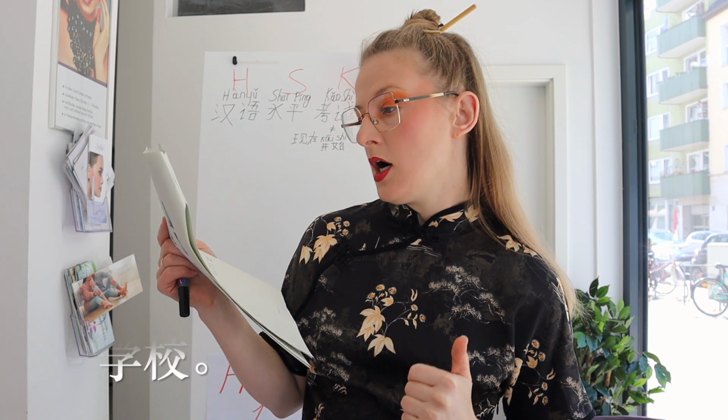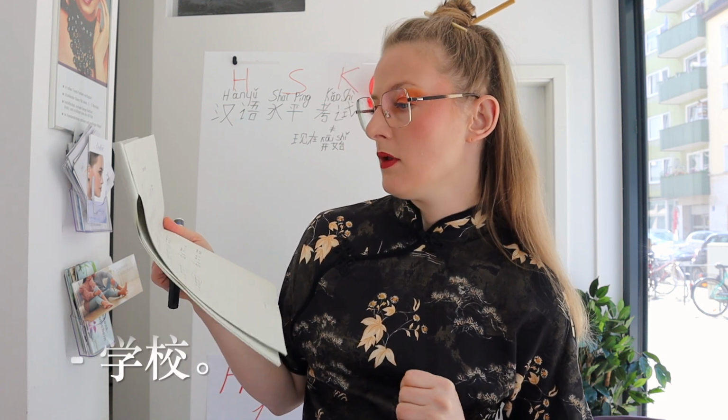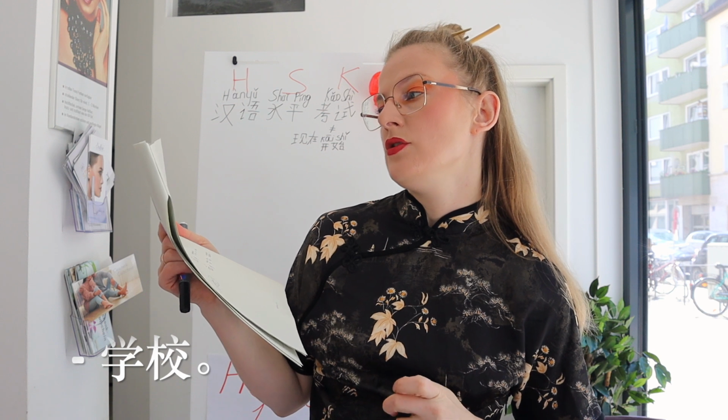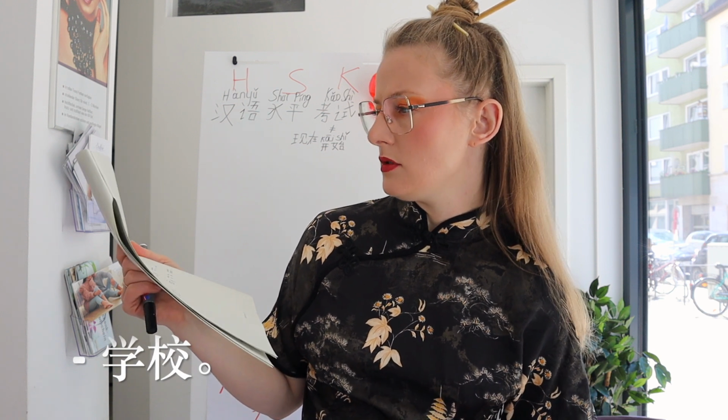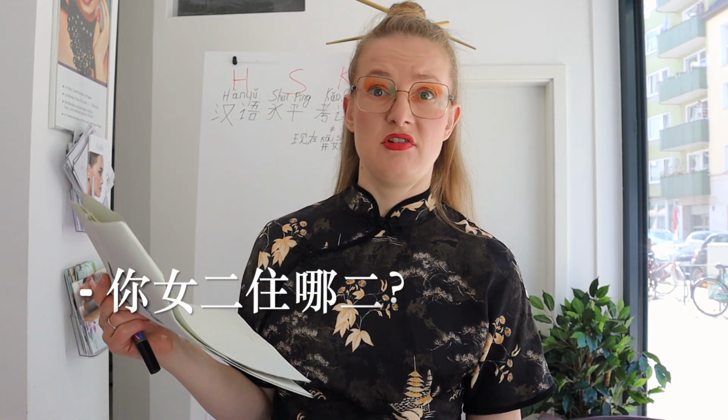Okay, okay. 32. 你女儿住哪儿? Like, where does your daughter stay or live? I put A. 学校. Yes, 学校. You know, there is a concept of a boarding school, and I was like, okay, perhaps this applies here. So I put 学校. Okay.